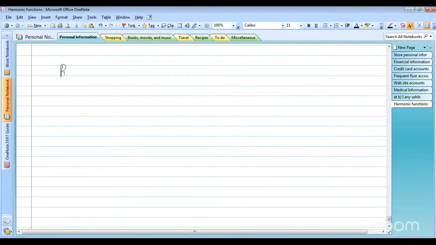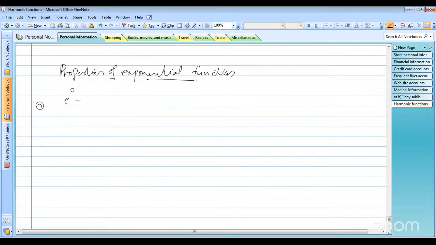Properties of exponential function. What is the property? The first one, e power 0 is equal to 1. We know that e power z1 plus z2, we have to write as e power z1 into e power z2. This is a multiplication. The second condition, the modulus of e power z, the modulus should be positive.